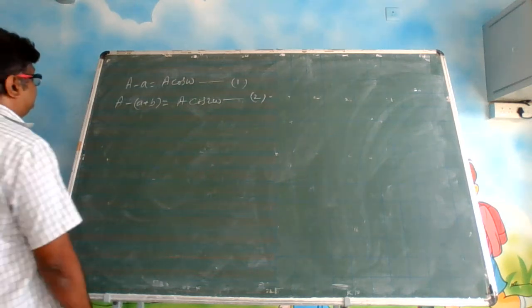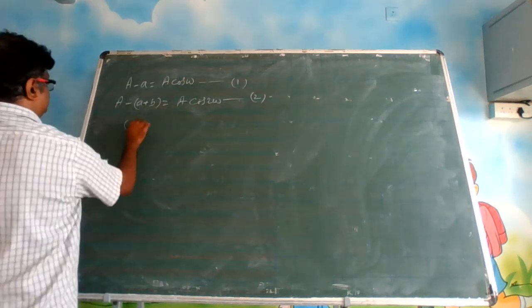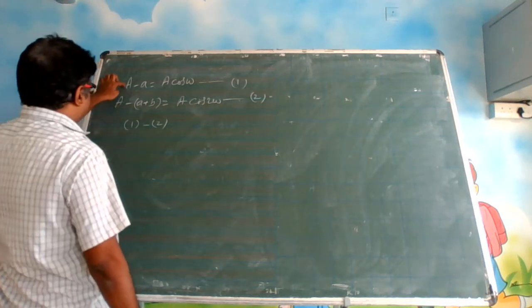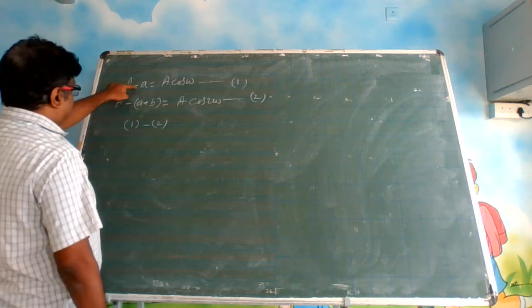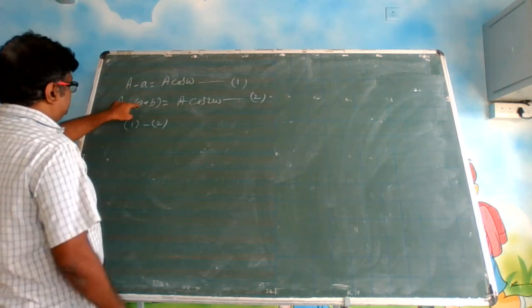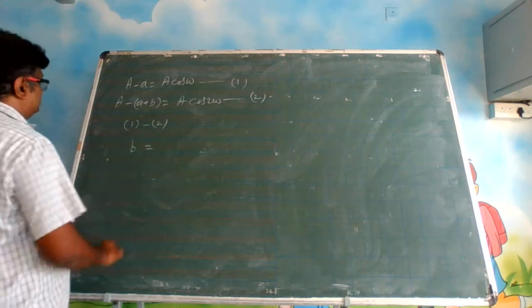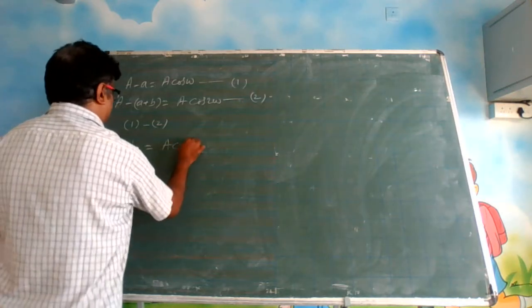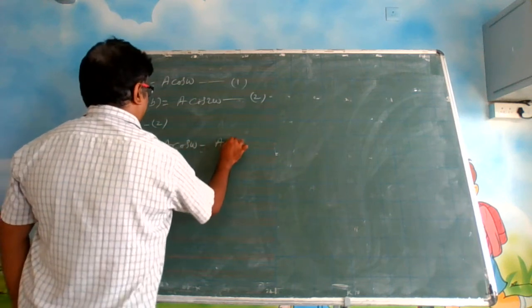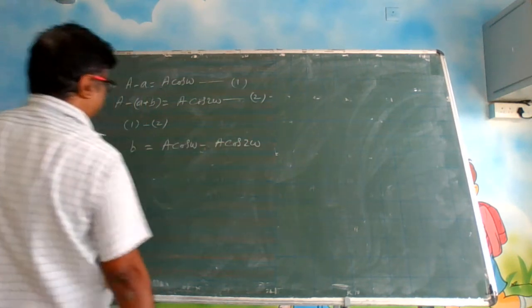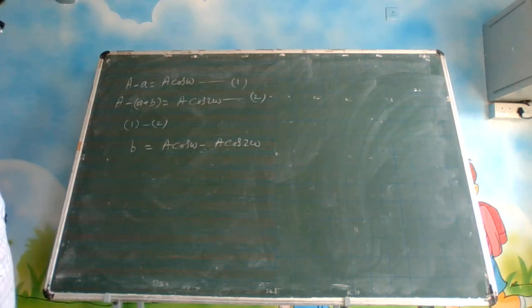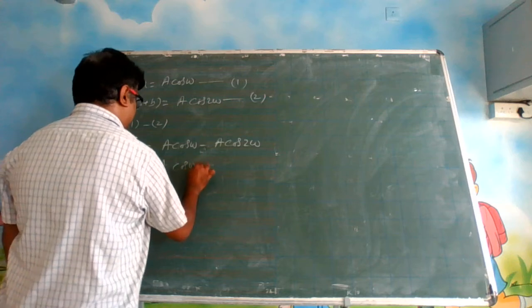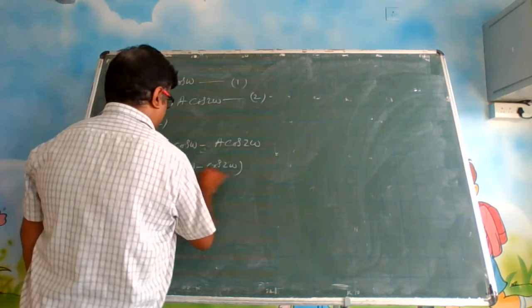So let us do one thing. Can we eliminate A? We will do 1 minus 2 and see what happens. When I do 1 minus 2, this A and A get cancelled. Minus a gets cancelled. So what is left? Only B is left, right? B is equal to A cos omega minus A cos 2 omega. This is what I am left with.